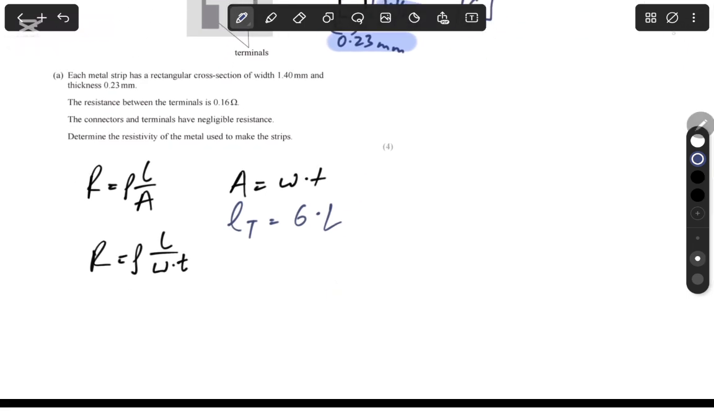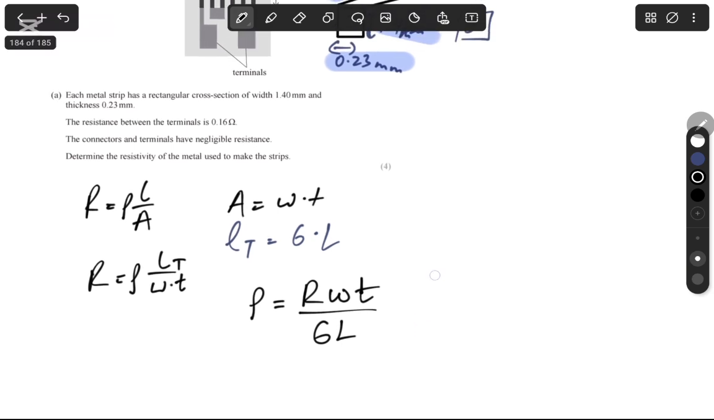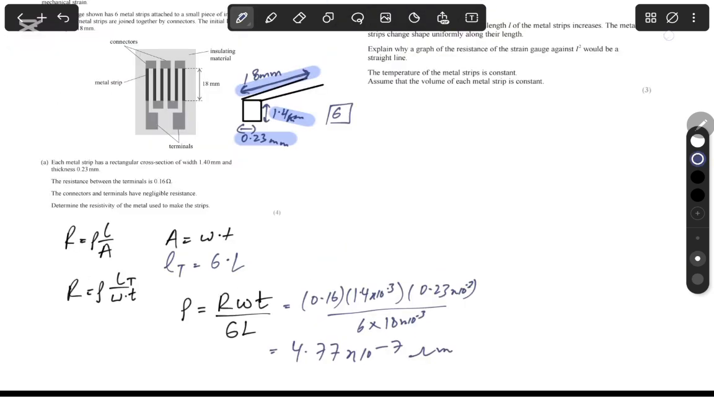Before plugging in the values, let me make rho the subject. So rho is equal to R times thickness and width, divided by 6L. This is the total length. That's going to give me the rho value, and the answer is going to be 4.77 times 10 to the power of minus 7 ohm meter.